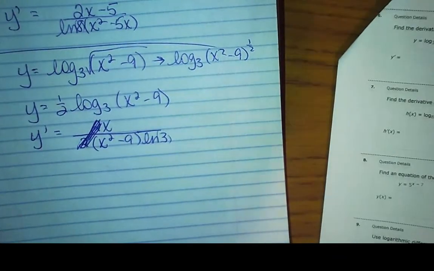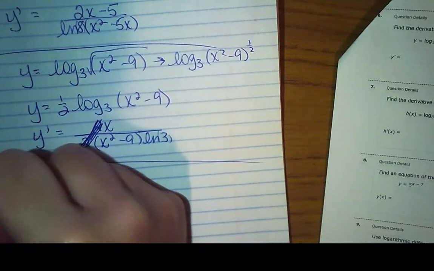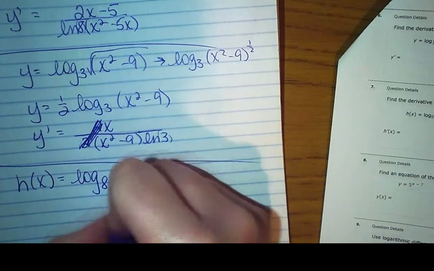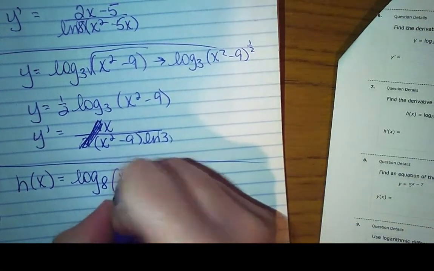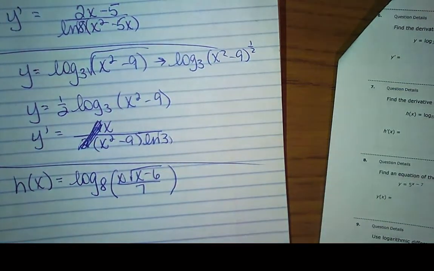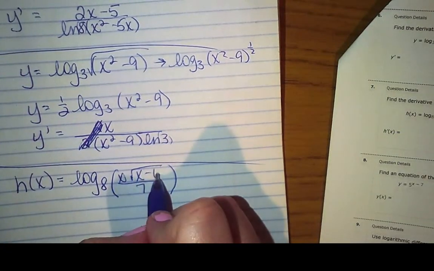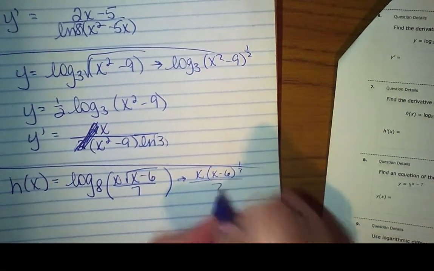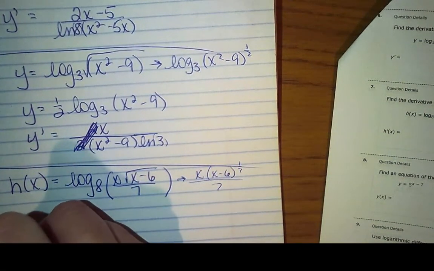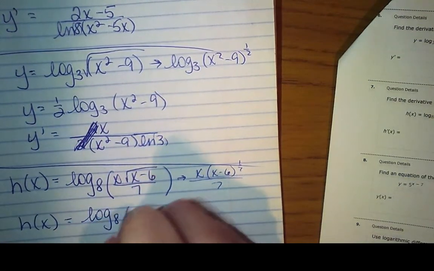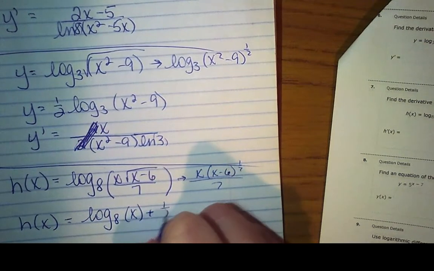All right, we have h of x is log base 8 of x times the square root of x minus 6 over 7. So I'm going to go ahead and separate this thing out. If it's joined by multiplication on the top, remember I can write that as an x minus 6 to the 1/2 over 7.